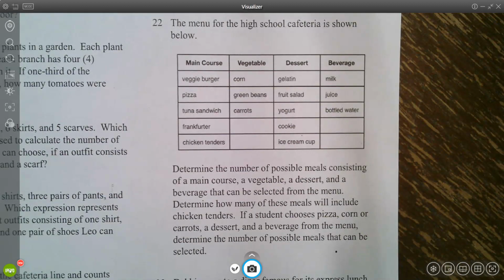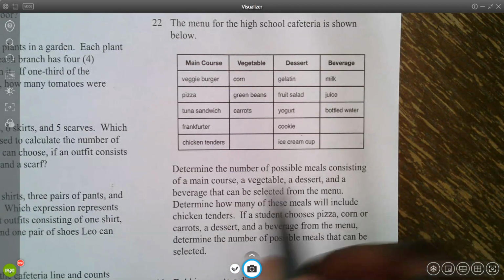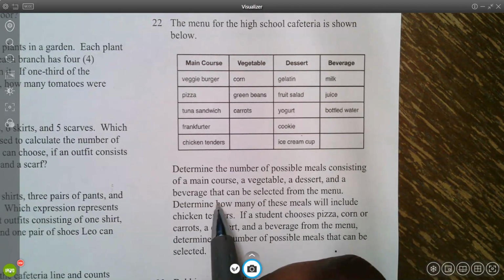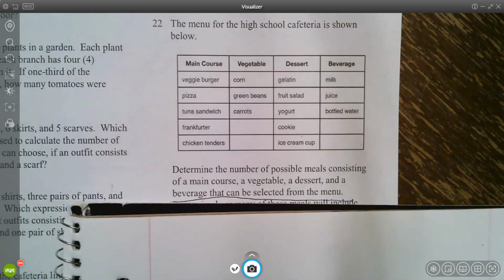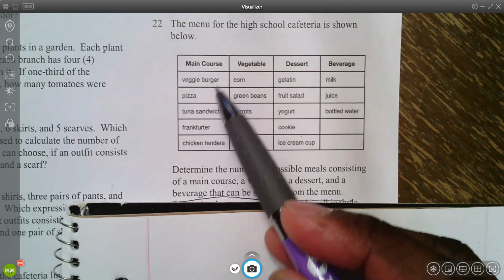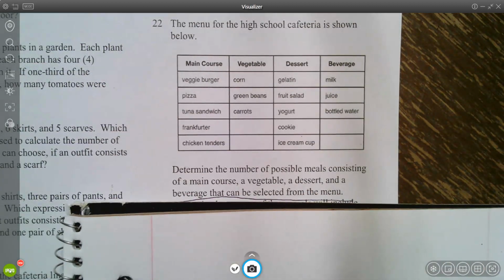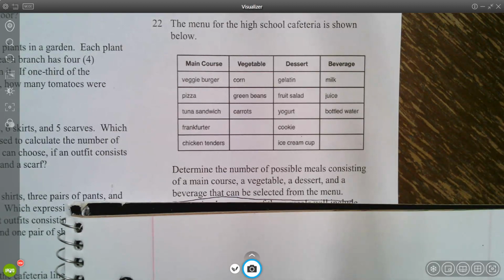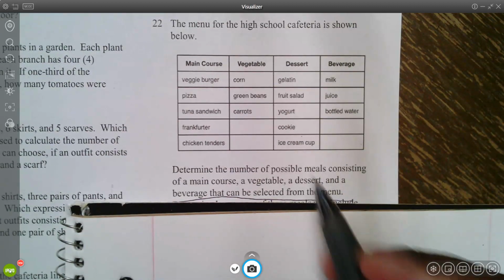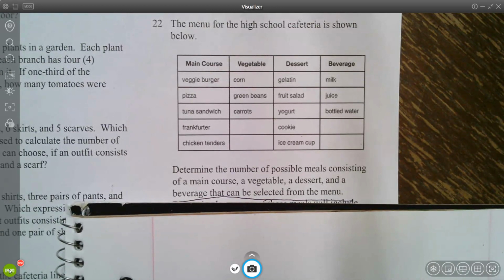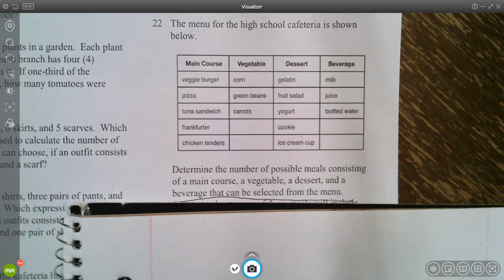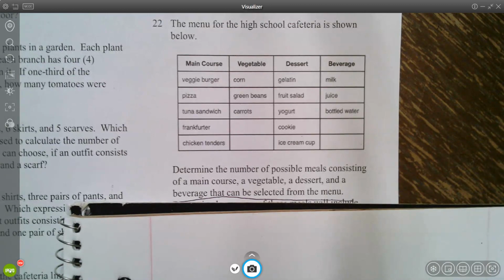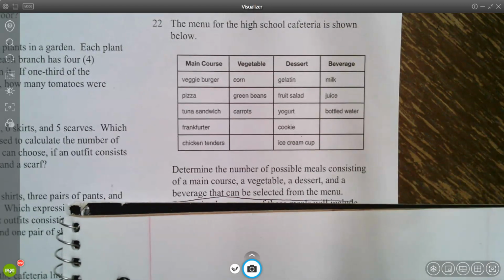So this question has 3 parts. It first says determine the number of possible meals consisting of a main course, a veggie, a dessert, and a beverage that can be selected. So that's the first part. I'll answer here on the sheet of paper. For the main course, we have 1, 2, 3, 4, 5 options. This is my main course. I got 5 options. I have to have a veggie. And I've got 3 options. I have to have a dessert. And for that, I have 5 options. And I have to have a beverage. And I've got 3 options.